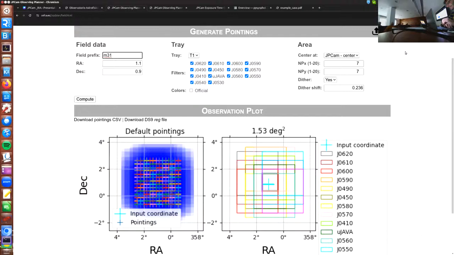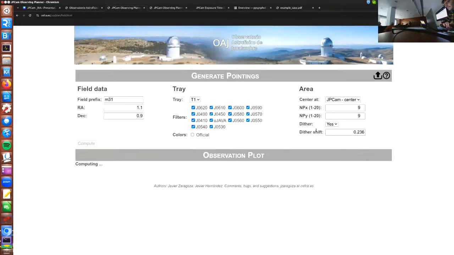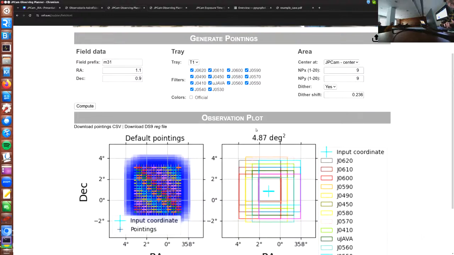So a 9x9 with all the filters, for example, and how many pointings would that be? Well, it's almost 5 square degrees. With a 9x9 pointing, you have almost 5 square degrees with all the filters in common with one tray, and then you repeat the process for the other trays. So the pointings you need is a 9x9, which is 81 pointings for almost 4 square degrees.